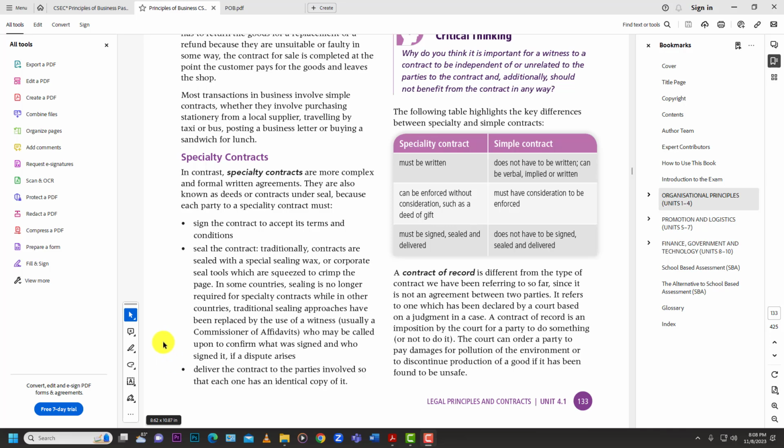So each party must receive an identical copy of the contract. It must be delivered to each party. The contracts must be sealed, or witnesses must be there to see the signing of the contract. The contract must be signed to show that you have read and you agree to all of the terms of the contract. And so those are some characteristics of the specialty contract.